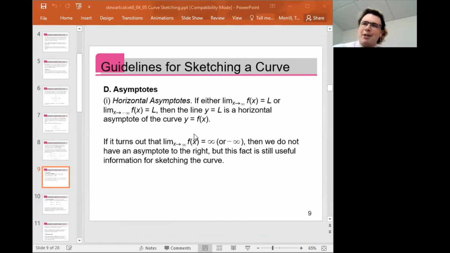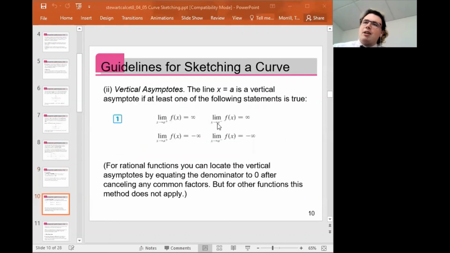We'll have horizontal asymptotes for the curve, or we could have vertical asymptotes anywhere our function has an infinite discontinuity. Anytime the value of our function tends towards positive infinity or negative infinity.